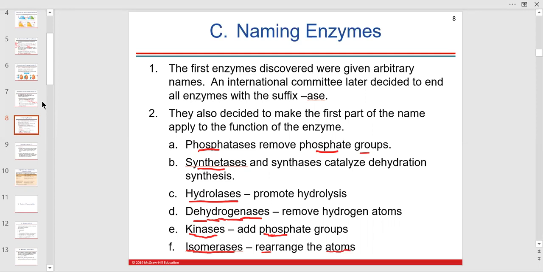Or it might be in a different organ. Like there might be exactly the same enzyme chemically in the pancreas as there is in the small intestine, but they're isomers. They're slightly different, so their genetics are slightly different, but they basically do the same function.